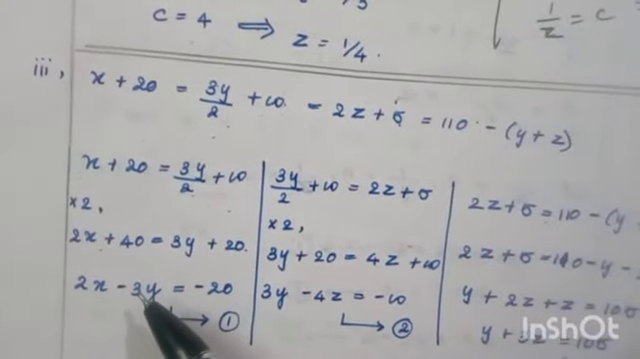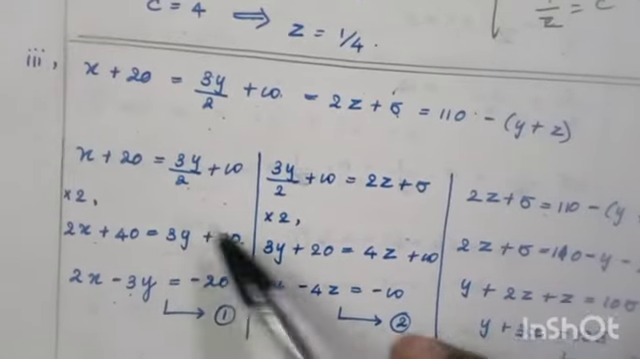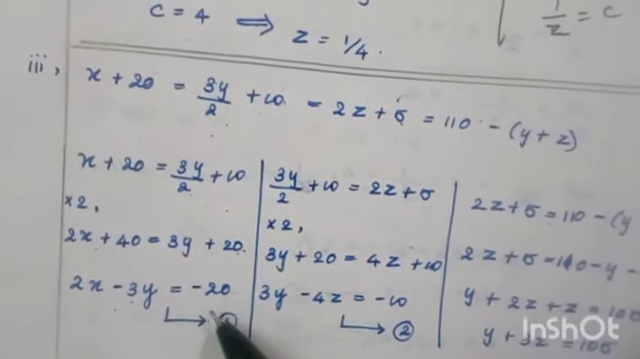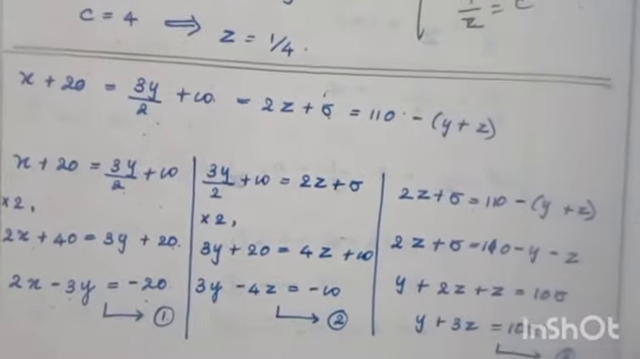Variables and constants we make it as a group. So 2x, this minus, plus 3y becomes minus 3y, 20 minus 40. So it becomes minus 20. It is called equation number 1.